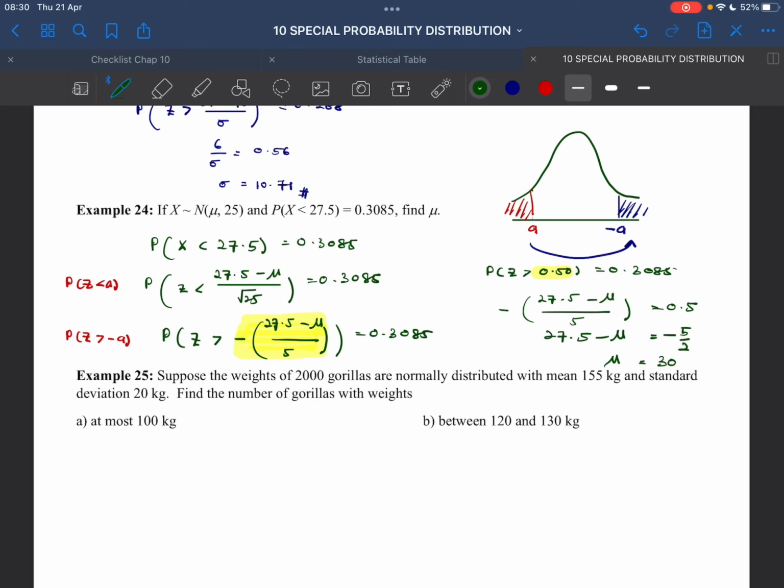So that is how we find the mean for normal distribution. Basically, normal distribution, change to standard normal distribution, and then find the value of a, then you can find your mu or standard deviation or variance. Okay?